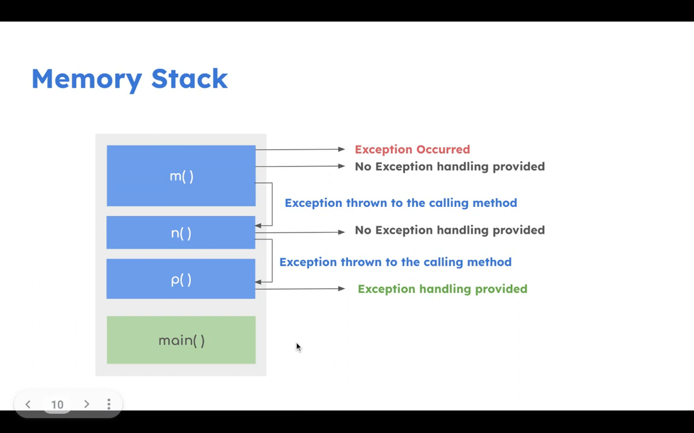We can also see that in the main method we have called P, P calls N, N calls M, where the exception occurred. But it has not been caught in M, nor in N, but the exception handling was done properly at P. That is how the memory stack works. At M, the exception object was created and thrown. At N, again, it was not handled, it was thrown again and passed to P, where it was handled properly.